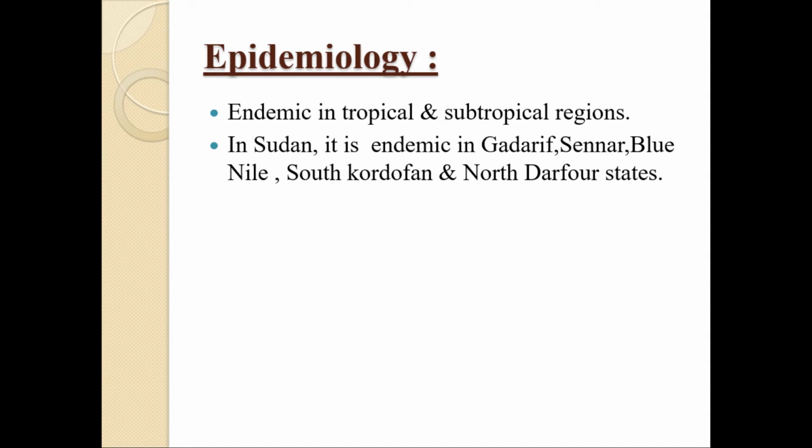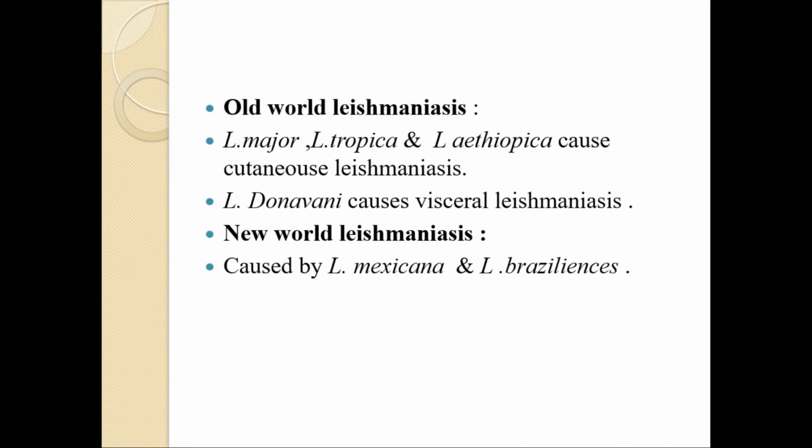Epidemiology. It is endemic in tropical and subtropical regions. In Sudan, Leishmaniasis is endemic in Gadarif, Sinnar, Blue Nile, South Kordofan, and North Darfur states. There are two types of Leishmaniasis: Old World Leishmaniasis and New World Leishmaniasis.